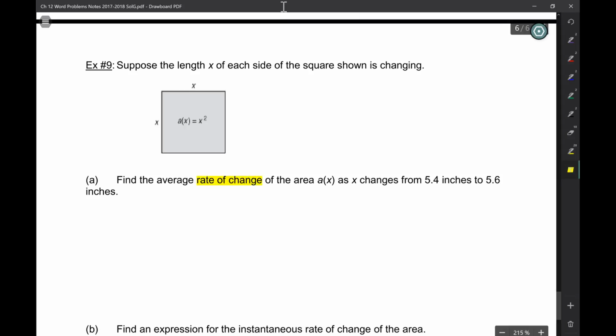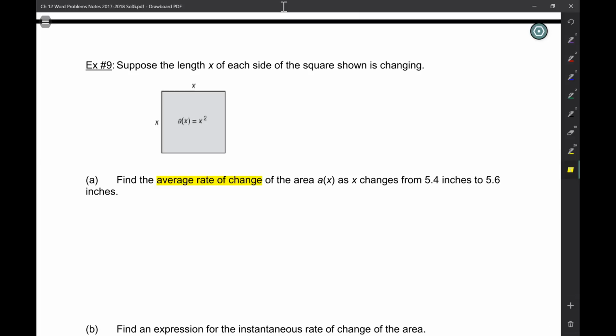So first of all, it talks about rate of change. So is this slope at a point? No, I'm sorry, it talks about average rate of change. That's what I wanted to highlight. Average rate of change. So is this slope at a point? No. What is it then? How are we going to find that?